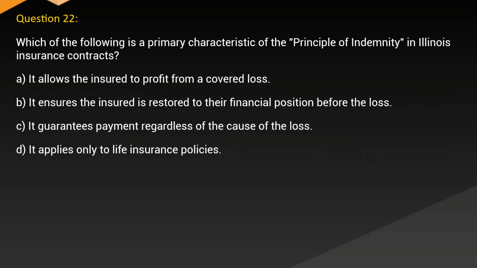Question 22. Which of the following is a primary characteristic of the principle of indemnity in Illinois insurance contracts? A. It allows the insured to profit from a covered loss. B. It ensures the insured is restored to their financial position before the loss. C. It guarantees payment regardless of the cause of the loss. D. It applies only to life insurance policies.